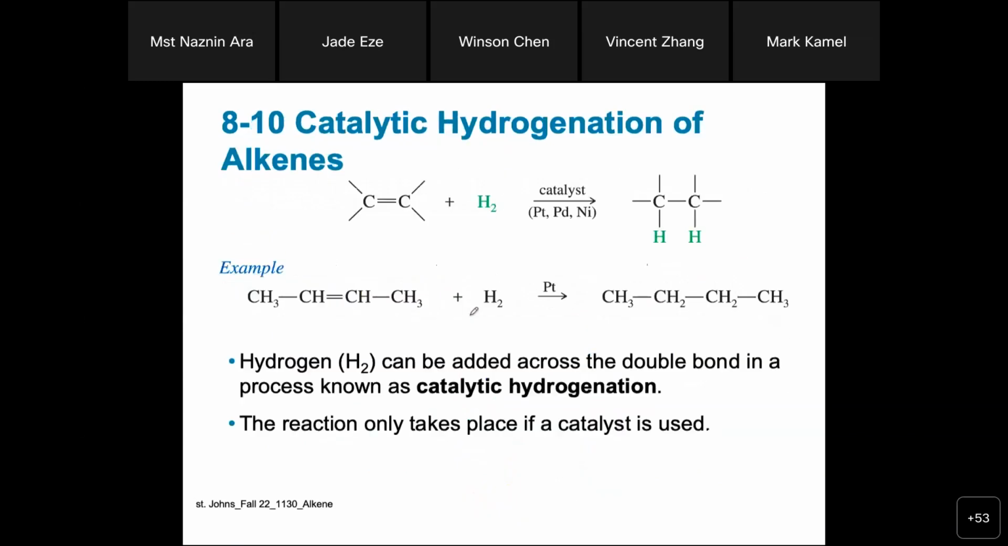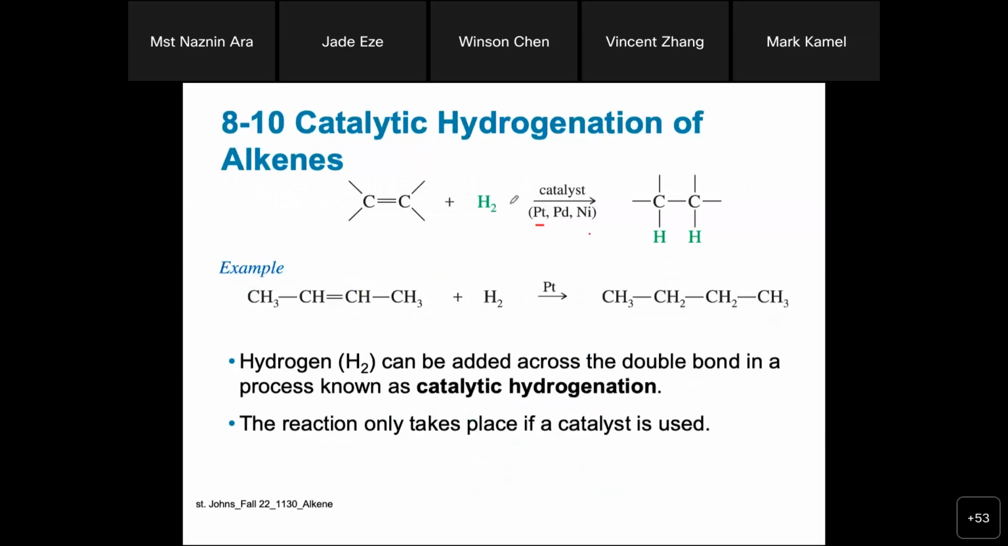Catalytic hydrogenation of alkene. This is one of the interesting things I still remember I described last semester. We need catalytic hydrogenation because we have some industrial applications of this reaction, for example, platinum, palladium, or nickel. These are different kinds of hydrogenation.